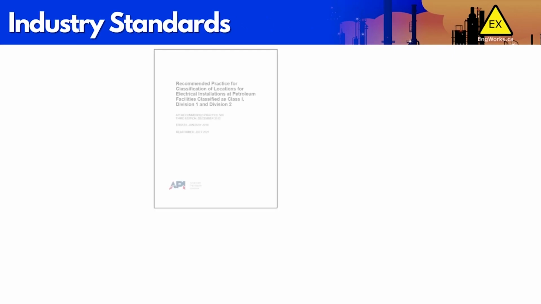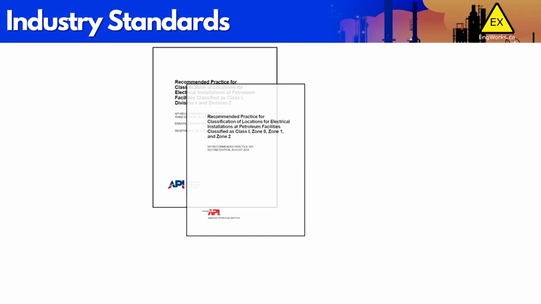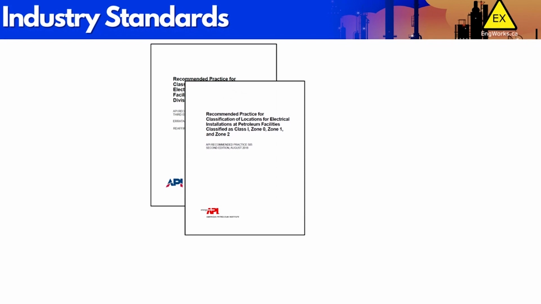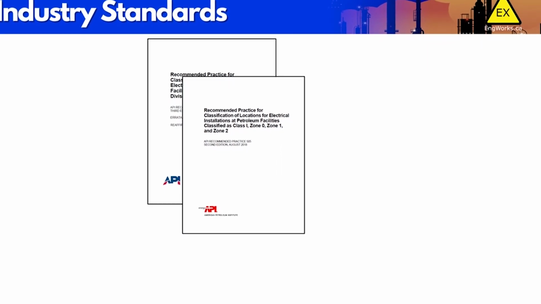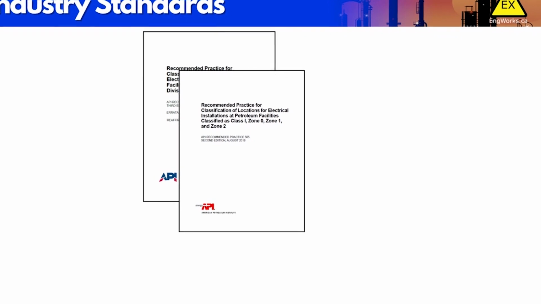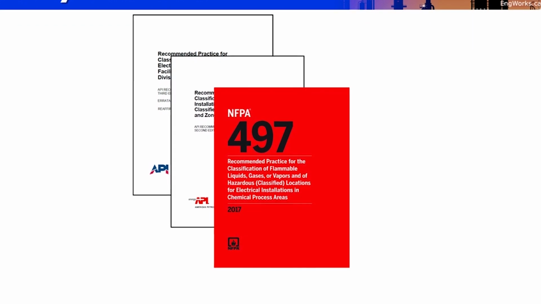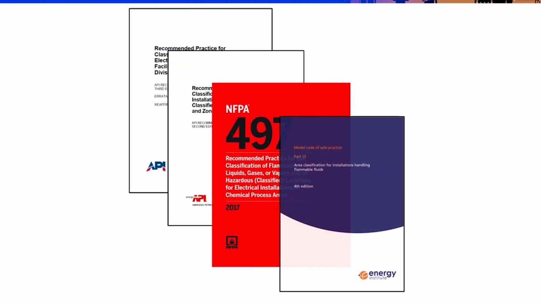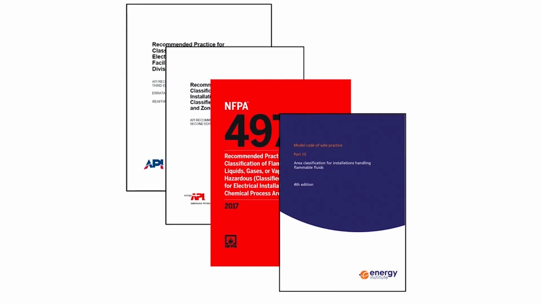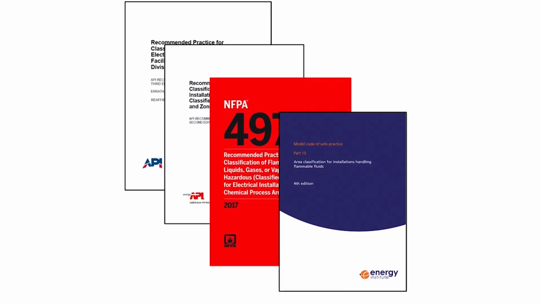There are a variety of publications used for classification design. API RP500 and RP505 is intended for oil and gas facilities. NFPA 497 is for chemical process areas. EI15 may be used in a variety of situations. These publications primarily use classification diagrams to estimate the degree and extent of a classified area. While the publications may be easy to use, they often result in a very conservative design, as they are intended to cover all applications for flammable materials.